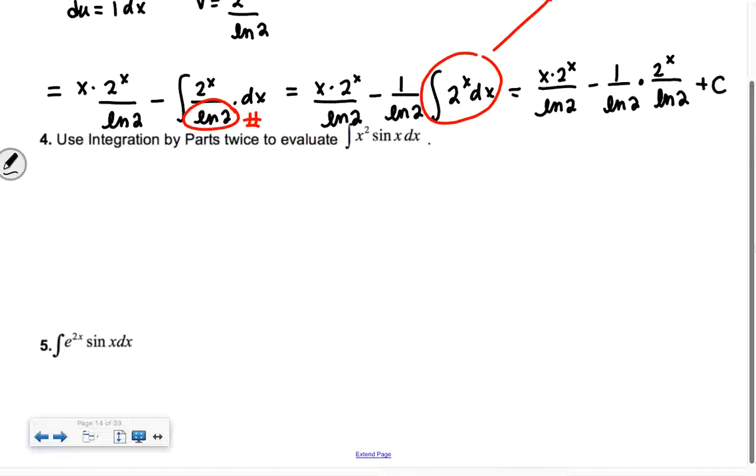You just memorize formulas. All right, so use integration by parts twice. It's like a double chain, kind of. You keep going and going. So this one we're going to do twice. What do we think our u is, and what is our dv? X squared, and dv is the rest of it, sine of x dx. So du then is 2x dx, and v is the antiderivative of sine, which is negative cosine of x.